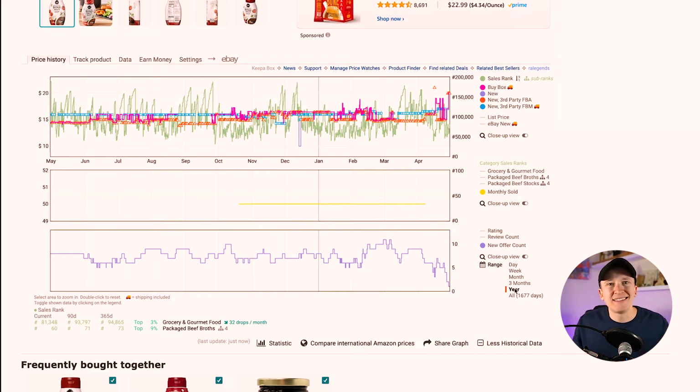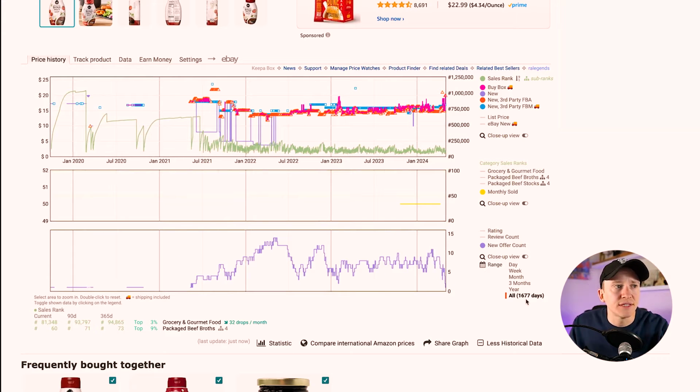It allows us to see if there were a huge dip in the price where maybe we'd run that risk of not being profitable on it if it dipped back to that price point. And so this is important to look at the last year, if at all possible. Sometimes it won't have that much information, or sometimes, like in this case, it will have all 1,677 days.